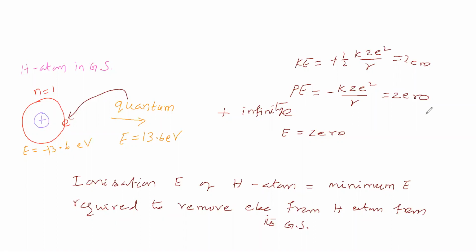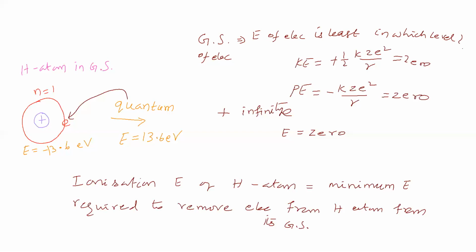One student asks, what is the ground state? Ground state of the electron means the level in which the energy of the electron is least. That level is called the ground state.